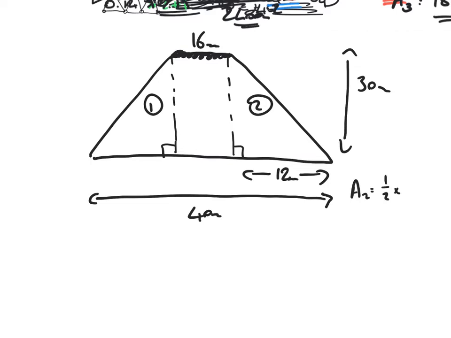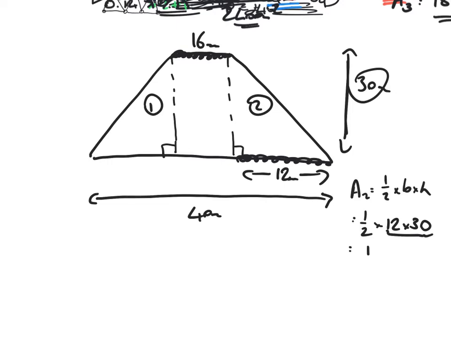Let's first of all find area 2. That's a triangle, half times base times height. That's a half times the base of the triangle, which is 12, times the height of the triangle, which is 30. So that's 12 times 30, and then half my answer, and that will give me 180 square centimetres.